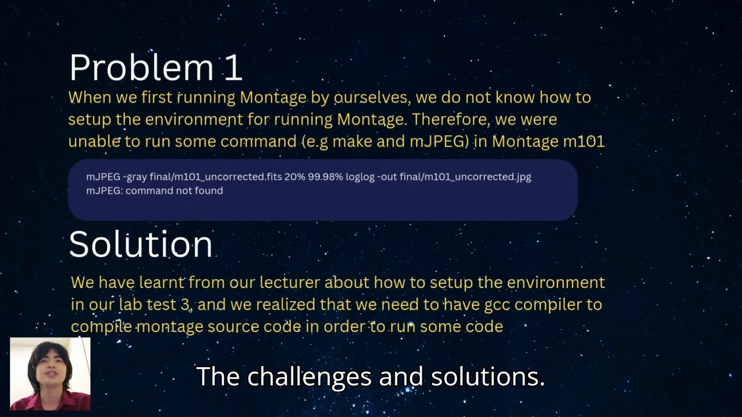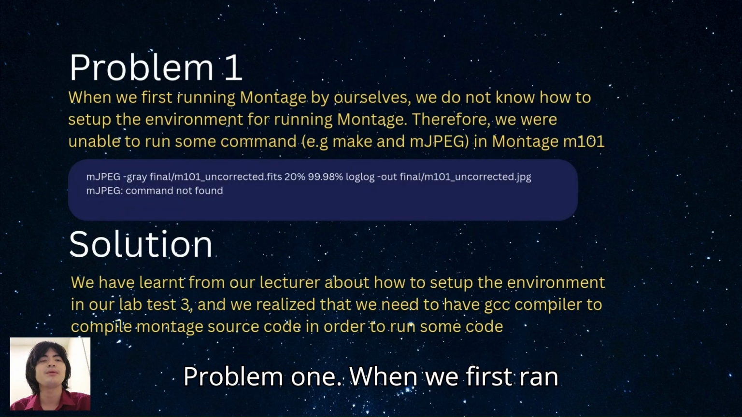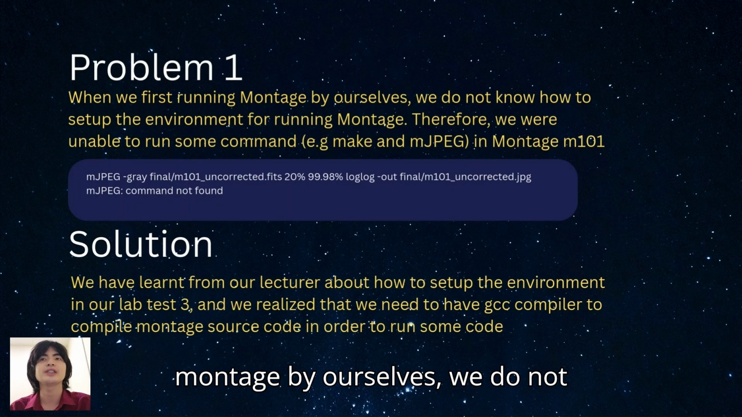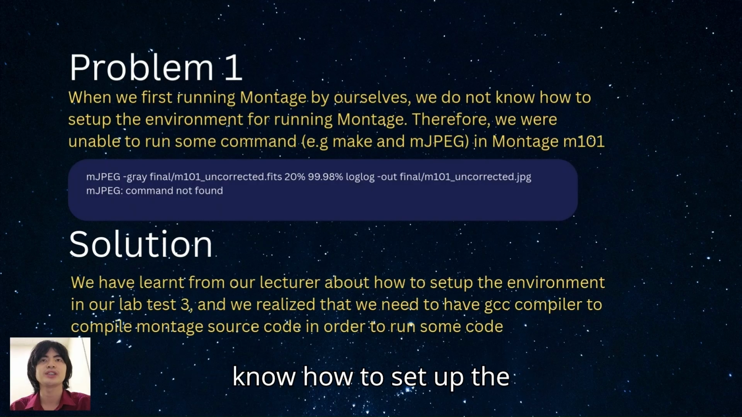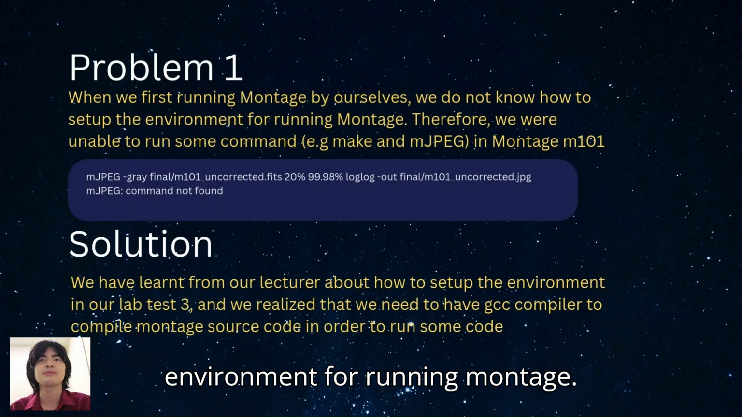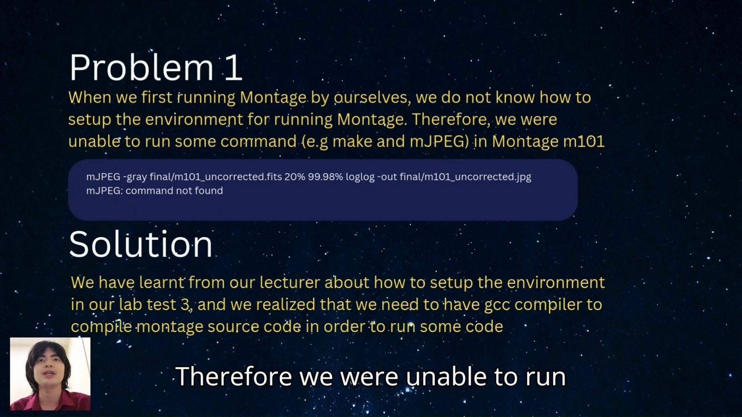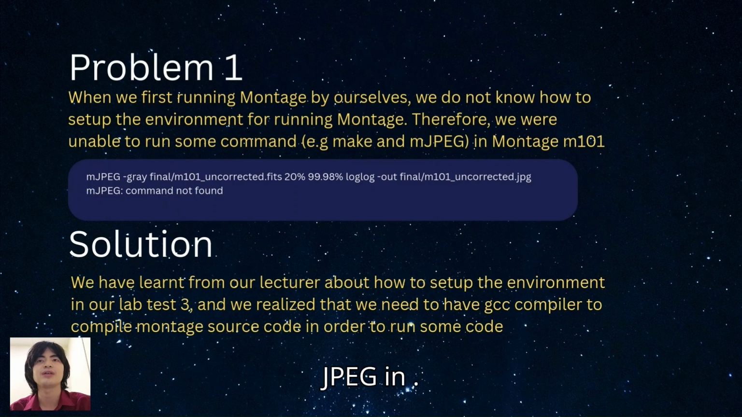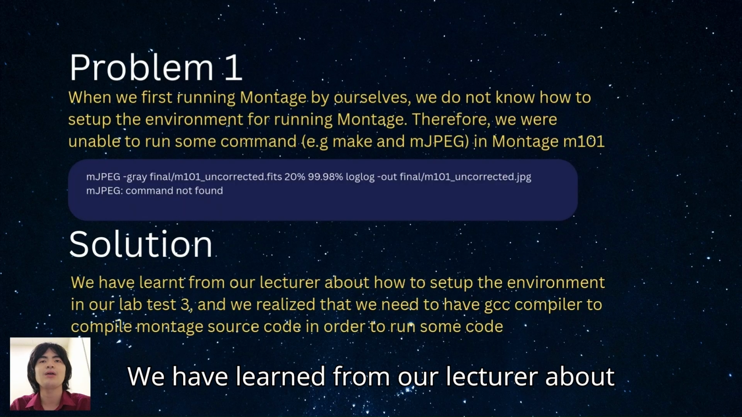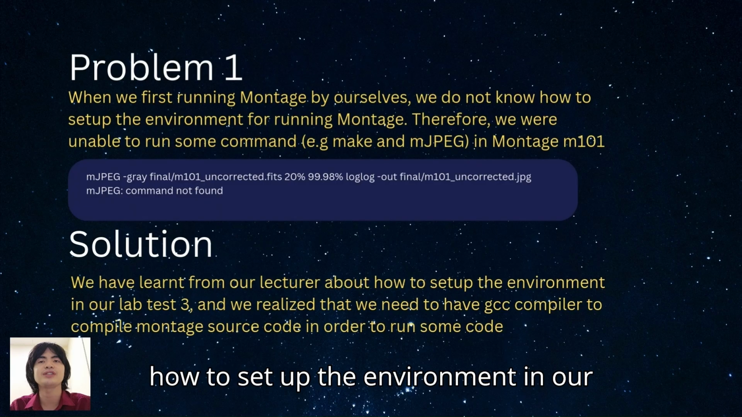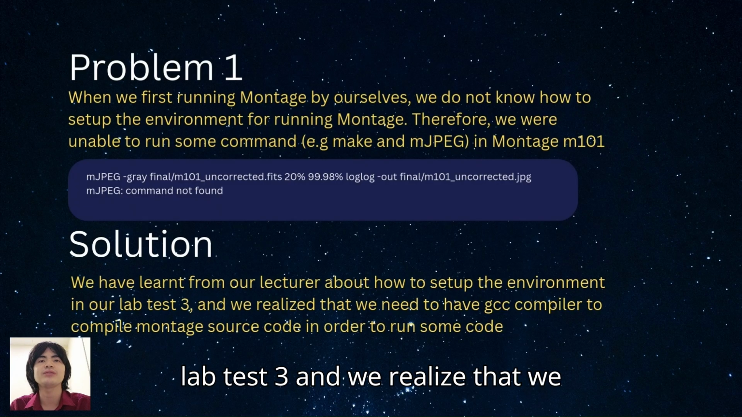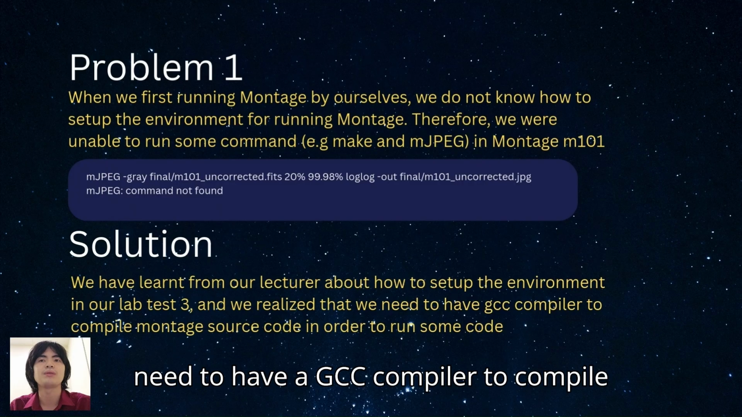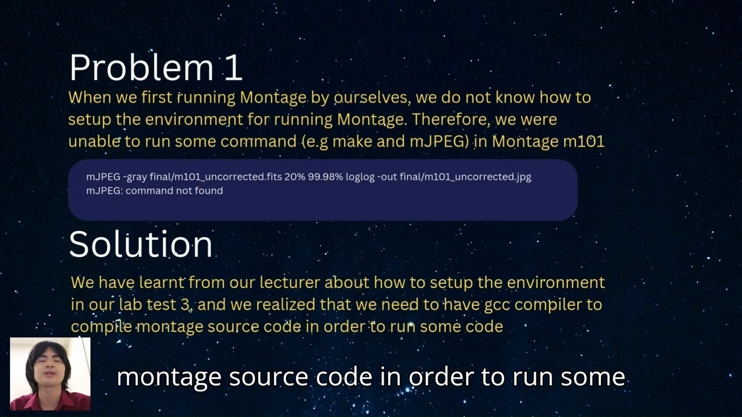The challenges and solutions. Problem 1. When we first ran Montage by ourselves, we did not know how to set up the environment for running Montage. Therefore, we were unable to run some commands like make and mJPEG in Montage m101. Solution. We learned from our lecturer how to set up the environment in our lab, and we realized that we need a GCC compiler to compile the Montage source code in order to run some code.